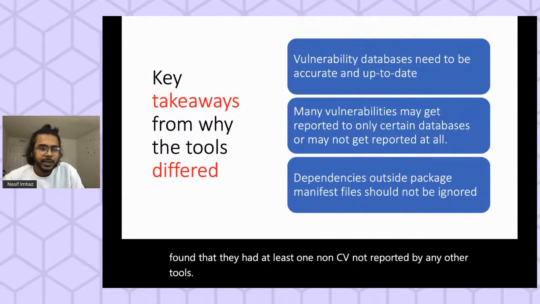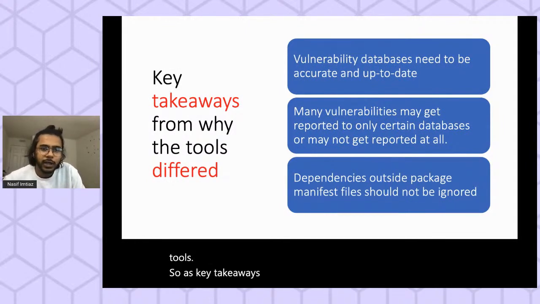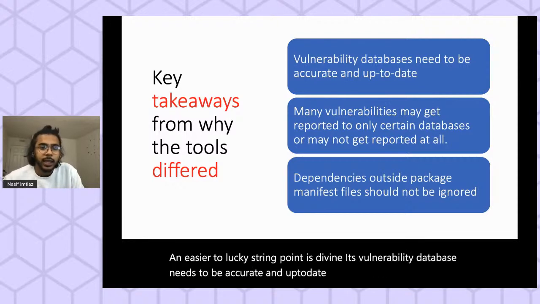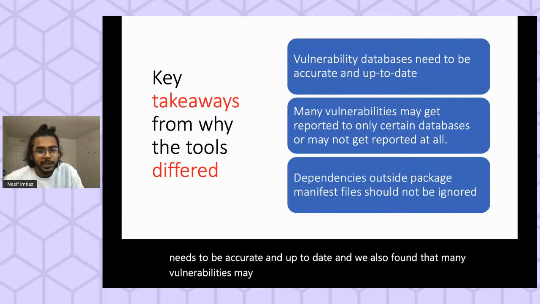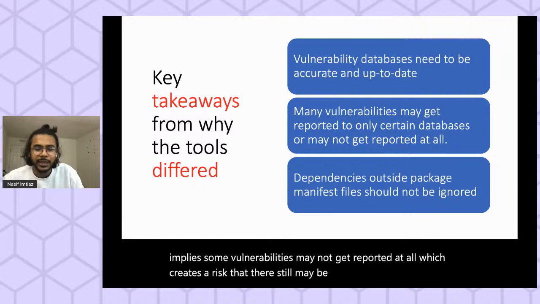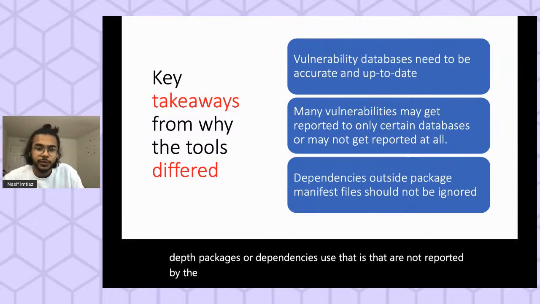So as key takeaways from the findings of RQ1, we find that for an SCA tool, a key strength is that its vulnerability database needs to be accurate and up to date. And we also found that many vulnerabilities may get reported to only certain databases, and that implies some vulnerabilities may not get reported at all, which creates the risk that there still may be some known vulnerabilities in the packages or dependencies you use that are not reported by the exact SCA tool you are using.